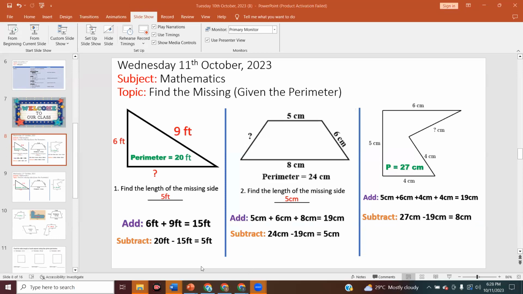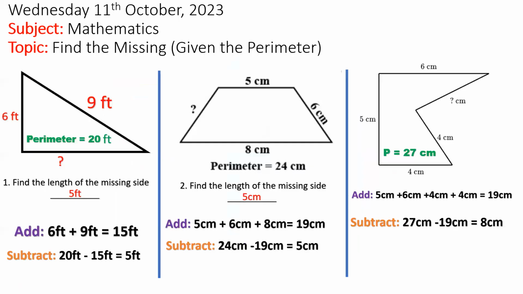Very good, Jeremy. Okay, I need Namaya. Can you explain how we got 5 feet for number one in detail? Okay, so first you add 6 feet plus 9 feet, then you get 15 feet. And then since the perimeter is 20, you take 20 feet and 15 feet and you subtract, and that's how you got the answer, 5 feet.